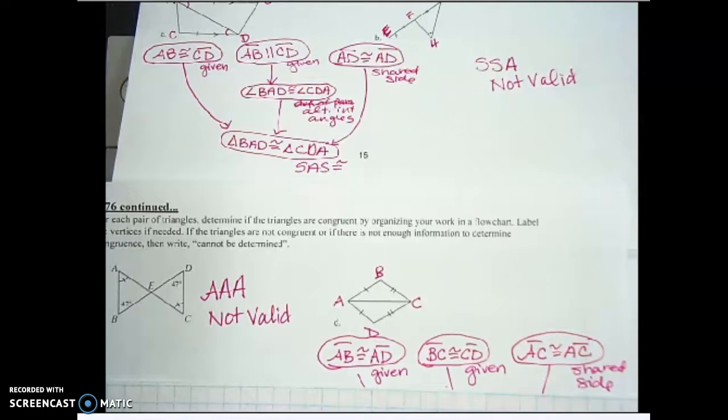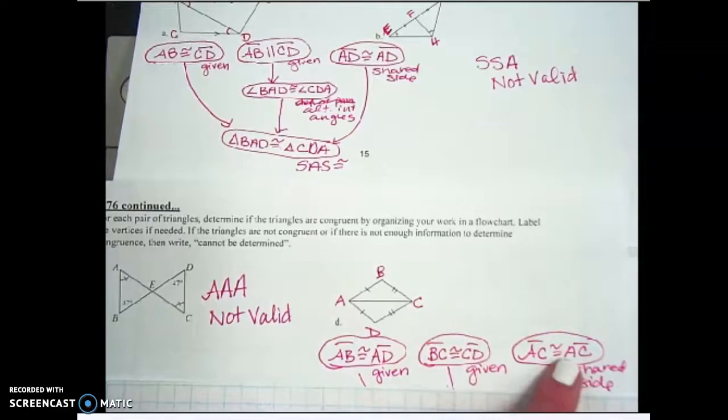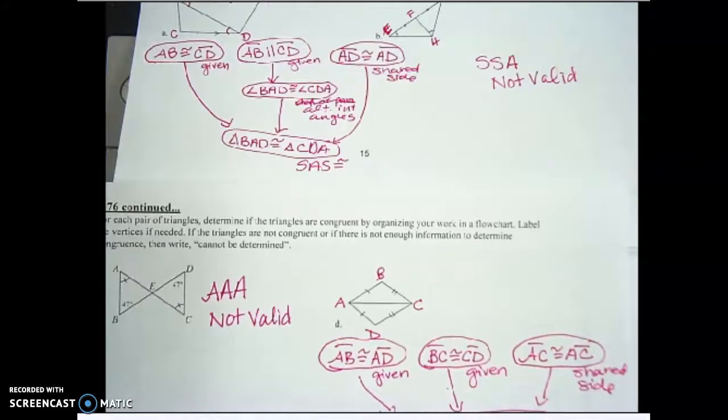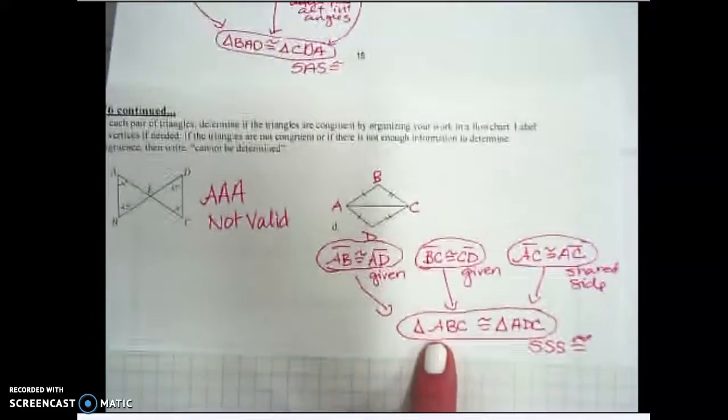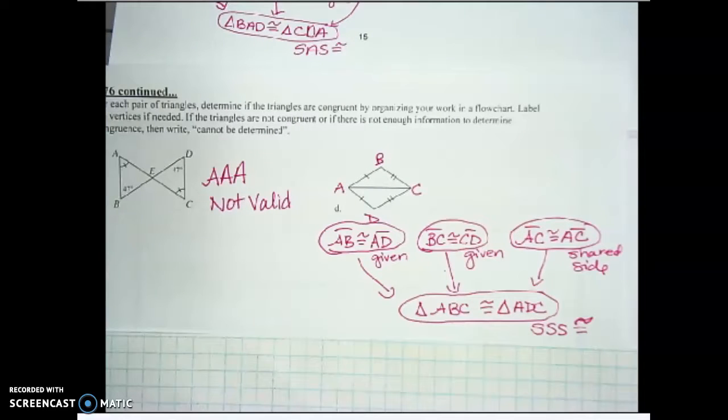The third thing that you're going to notice is down the middle, as part of both the top triangle and the bottom triangle, is side AC. It's congruent to itself because it's a shared side. It's part of the top triangle, it's part of the bottom triangle. So we have side, side, side. Is side, side, side enough to prove triangle congruence? Yes, it's one of our congruents. So we say that the triangle ABC is congruent to triangle ADC by side, side, side.